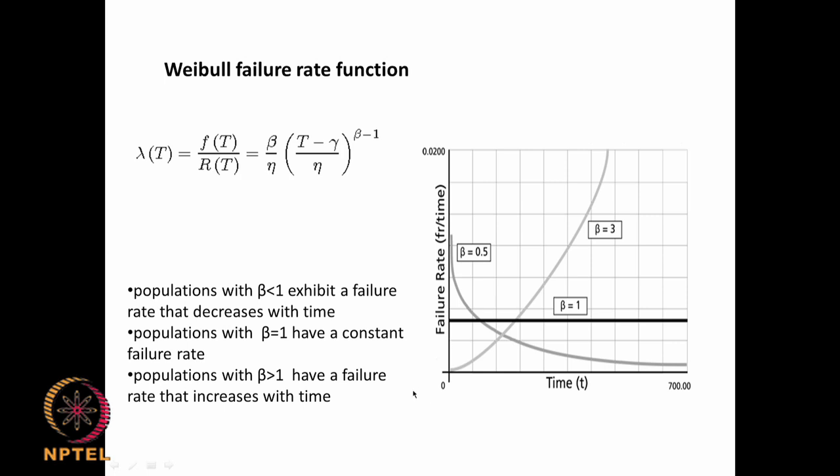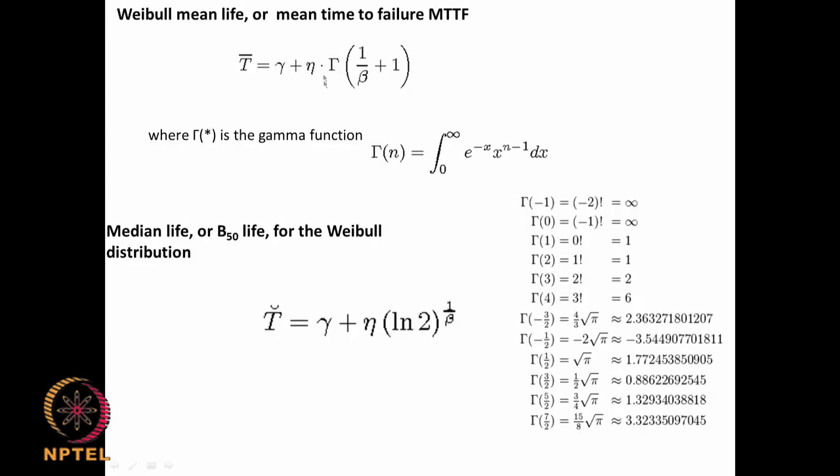Then we introduced another term, that is called the mean time to failure, that is what is the average time for failure, given by this relation gamma plus eta times the gamma function of 1 by beta plus 1. Beta is your shape factor, gamma is your moving factor, eta is your scale factor, and this gamma function is given by, so please do not confuse this gamma and this gamma, this is a gamma function and this is a gamma parameter.